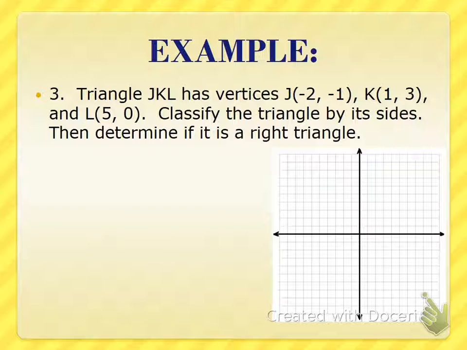Next up, triangle JKL has the vertices given. Classify the triangle by its sides, then determine if it is a right triangle. Okay. To do this, it will be helpful for us to graph it. So how am I going to get to point J? Left 2 down 1 is point J. What about K? Right 1 up 3.